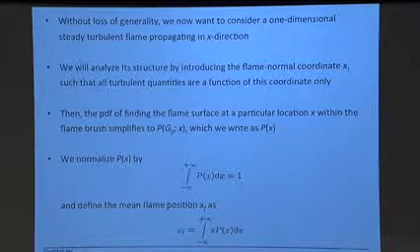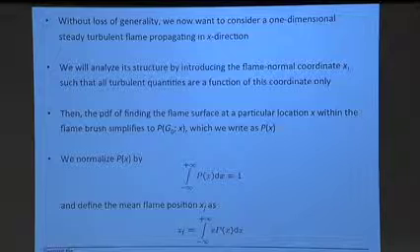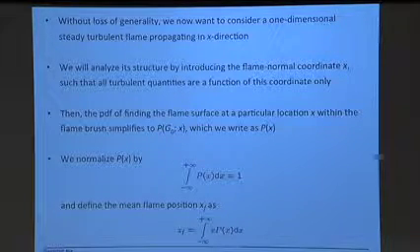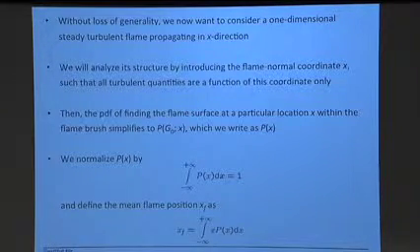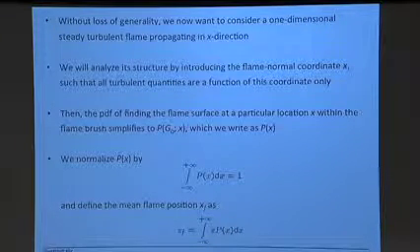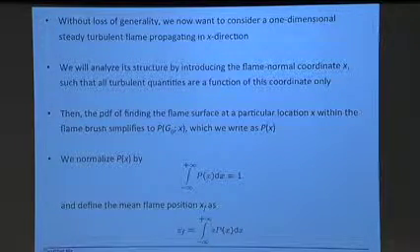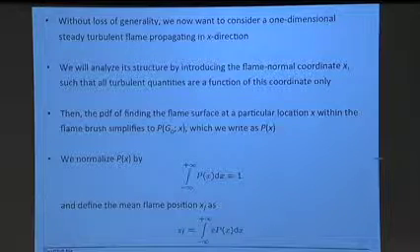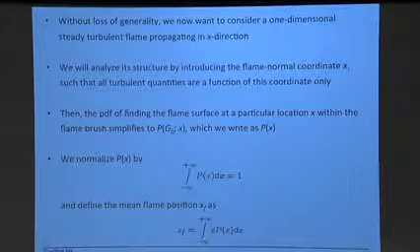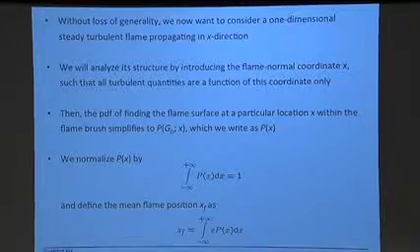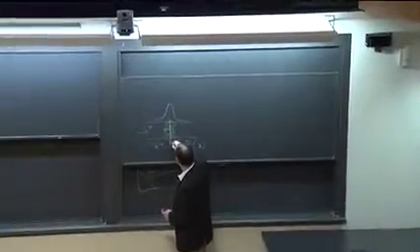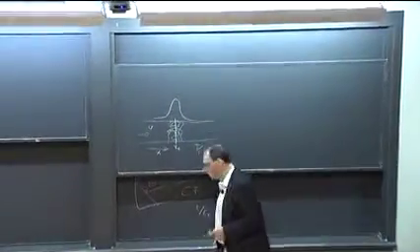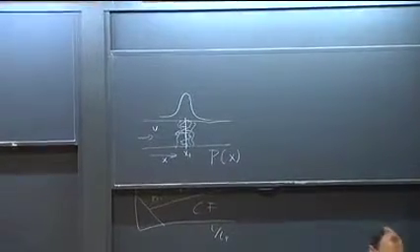Okay, and that PDF should satisfy the normalization condition, so we can define it like this, and then from this relation you can find the mean flame front position. So if I take that PDF now, it kind of looks like this. And I do this integration, I find the mean of x, and that would be the mean flame front position, that's what we should call it.